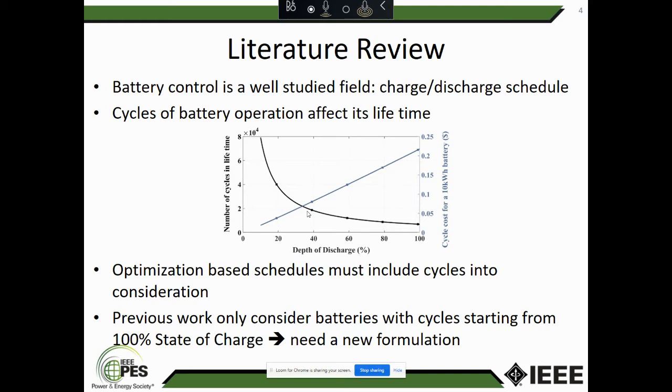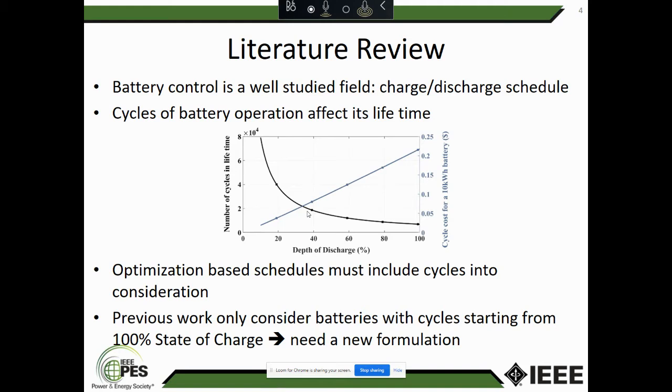However, most of the works only consider cycles that start at 100% of the state of charge and discharge the battery by a certain depth of discharge. However, when we consider batteries for electrical grid applications, the state of charge at the very beginning of each cycle is not necessarily 100%. For example, a battery can discharge from 100% to 20% and charge again from 20% to 40%, and then discharge again from 40% to 10%.